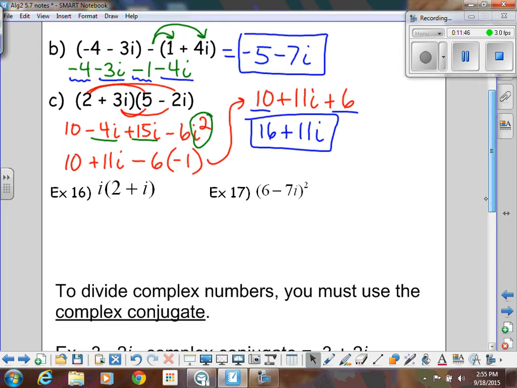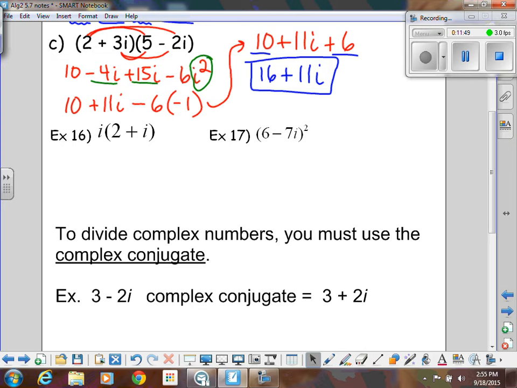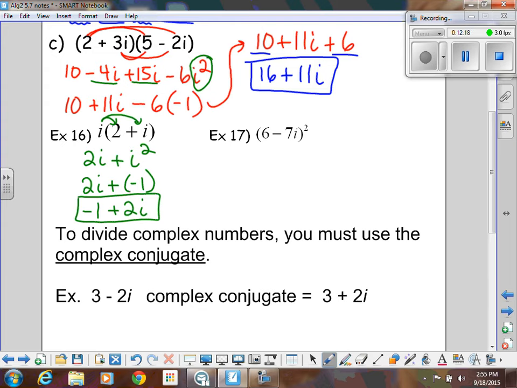All right, so a few other multiplication ones. In this example 16, I don't know why I jumped to 16, but I did. I'm going to distribute that i. So I'm going to do i times 2, that's 2i, and then i times i is i squared. Remember what we said we do with i squared. i squared is the same thing as negative 1. And then again, we want it to be like a plus bi, so I'm going to write that negative 1 first, and then plus the 2i, just so it looks like a plus bi.